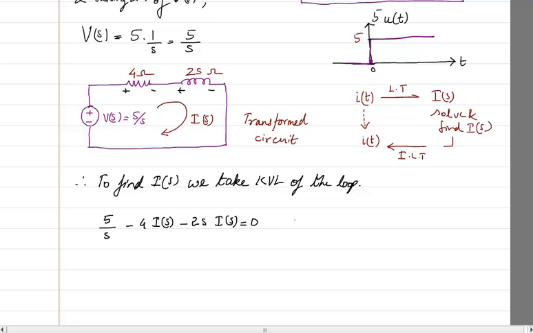From which I can very clearly say that I of s I can take commonly, and I will take the other side, then it will become I of s times (4 plus 2s) is equal to 5 by s.